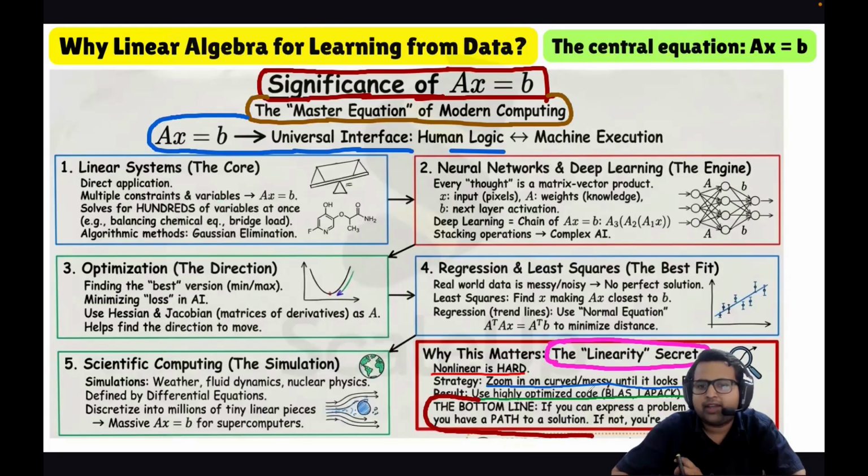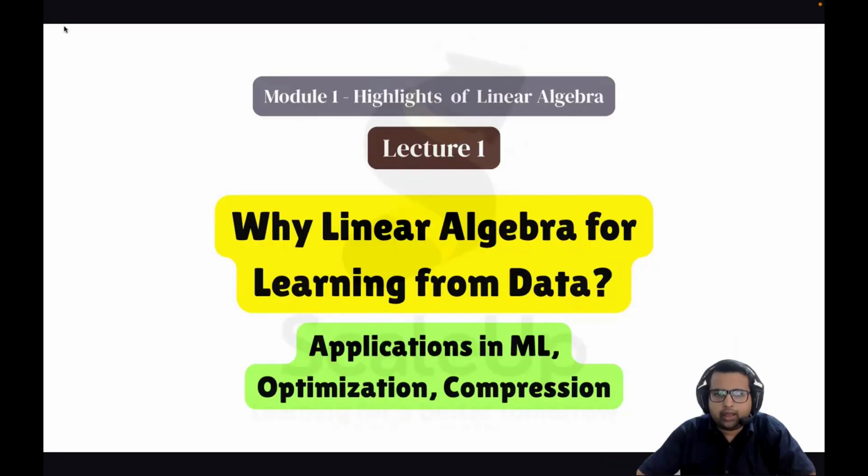So the bottom line is, if you can express a problem as Ax = B, you have a path to a solution. We just have to convert or express a problem as an Ax = B problem. If we are able to do that, then we have a path to a solution. And if we are not able to do that, then we are stuck in the dark.